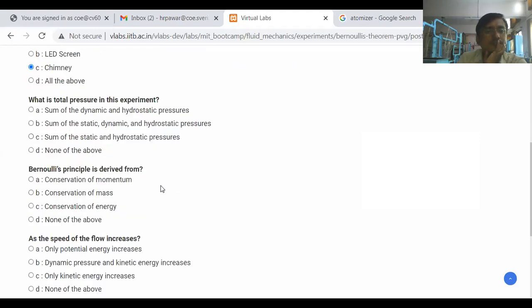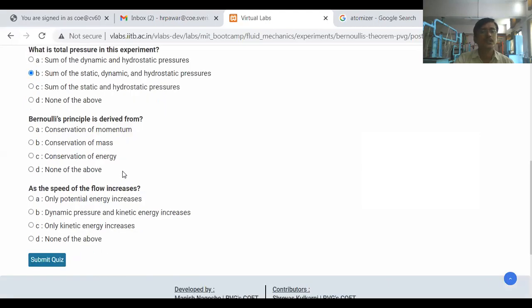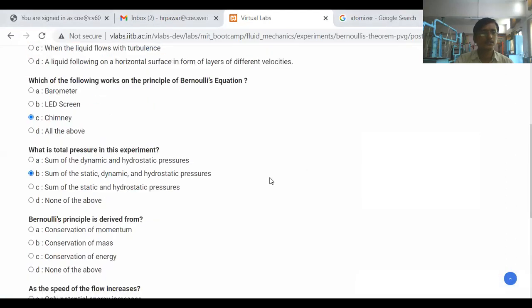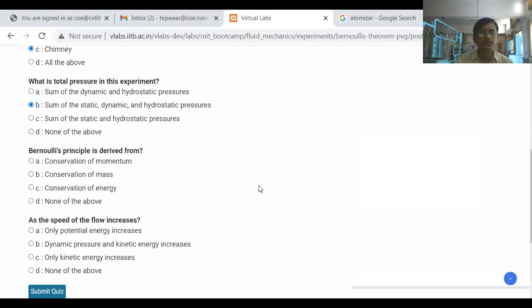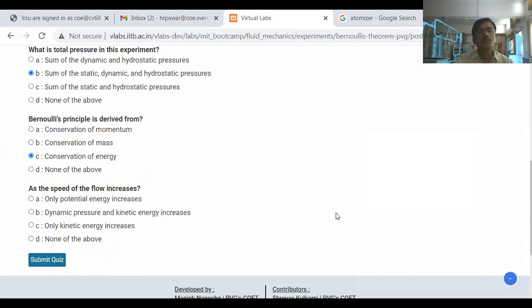What is the total pressure in this experiment? What is total pressure? It is the sum of dynamic and hydrostatic pressure. It is the sum of the static, dynamic, and hydrostatic pressure. Sum of the static and hydrostatic pressure, none of them. I think B might be the answer here. Bernoulli's principle is derived from which, and yes, okay, someone has put the answers in the chat box. C, B, C. Okay. And Bernoulli's theorem works on C. C means law of conservation of energy. Correct.